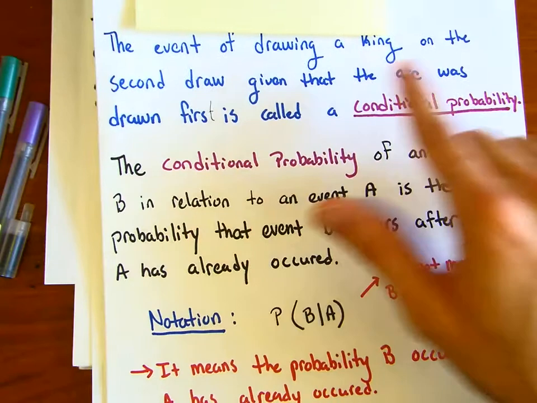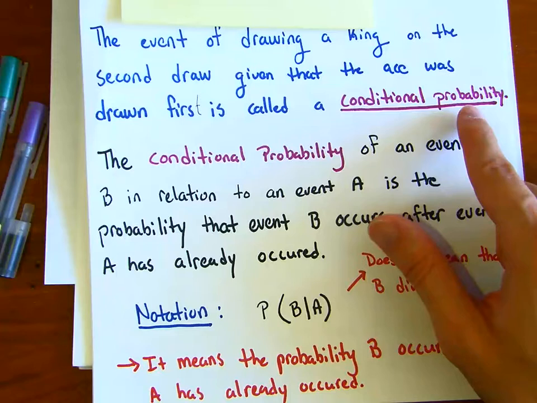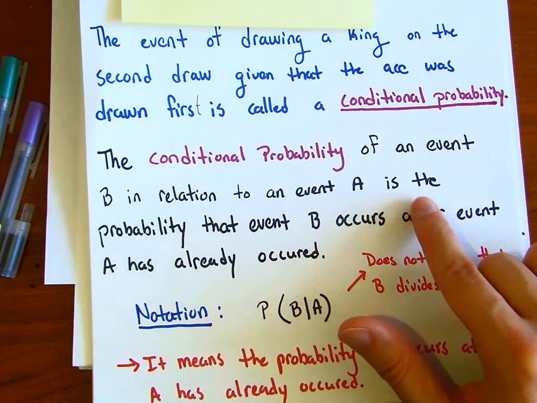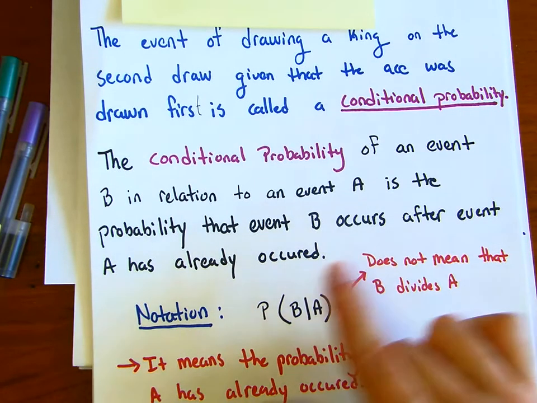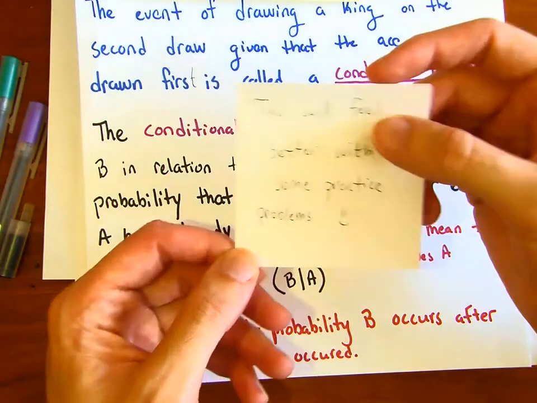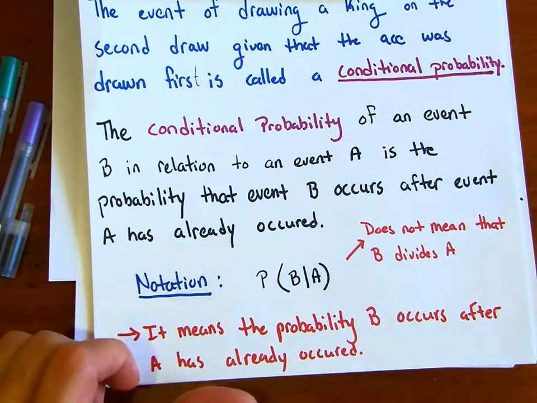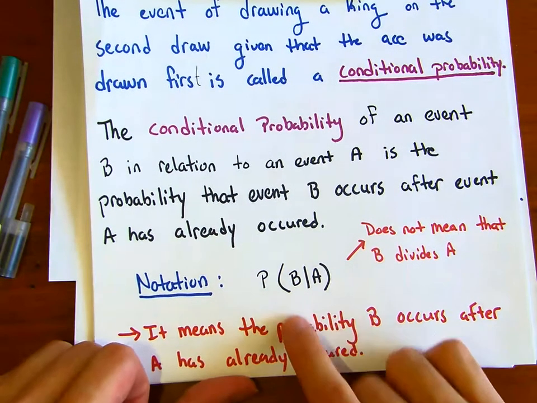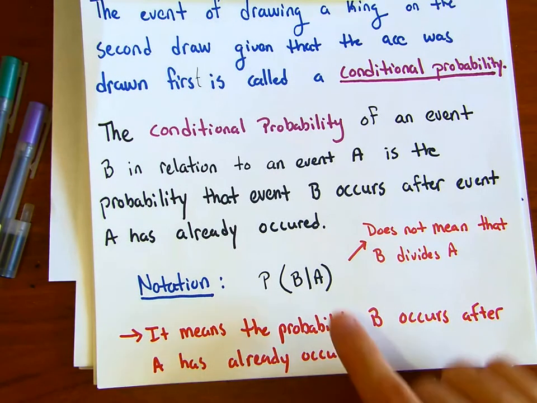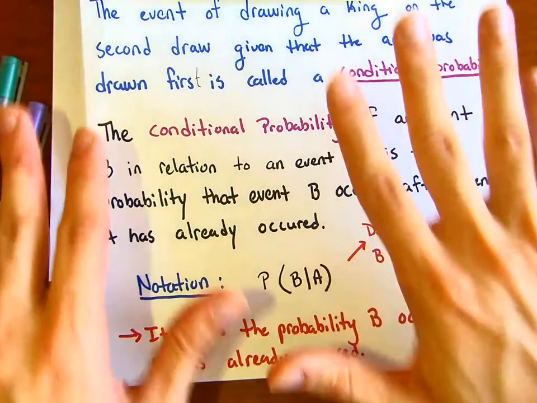It's saying the event of drawing a king on the second draw, given that the ace was drawn first, is called a conditional probability. So the conditional probability of event B in relation to an event A is the probability that event B occurs after event A has already occurred. And that seems like a lot, and this will feel better with some practice problems. So just be patient with this part, okay? And the notation for this means it's the probability of B occurs after A has already occurred, okay? And this notation over here does not mean you're dividing B divided by A. Okay, so what on earth am I talking about here?